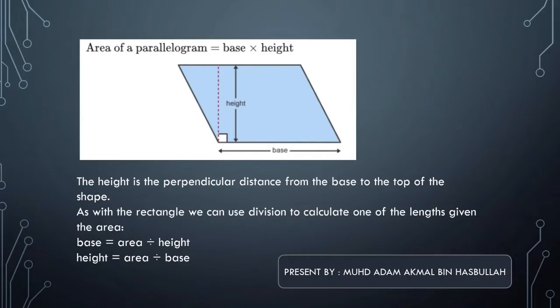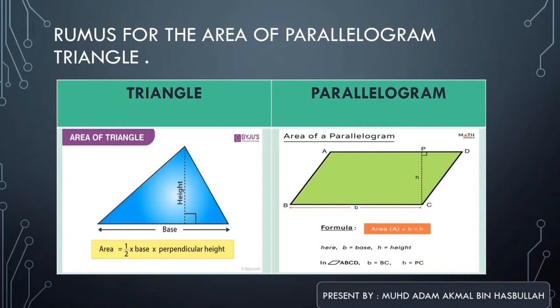As with the rectangle, we can use division to calculate one of the lengths given the area. Base equals area divided by height, and height equals area divided by base. That is almost all for the area of a parallelogram and triangle. Area of a triangle equals 1/2 multiplied by base and multiplied by perpendicular height.